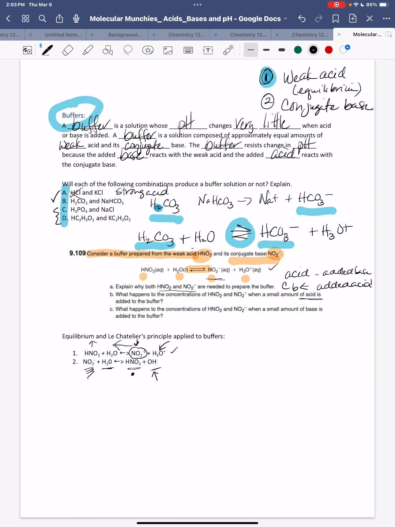So basically, a buffer has to have both of those components so it can absorb the acid or the base. If you have an unbuffered system, there is no acid to respond to the base and there's no base to respond to the acid, and so the pH will just dramatically change.